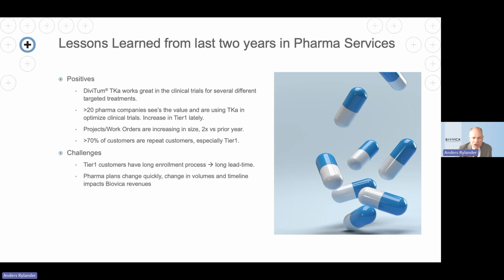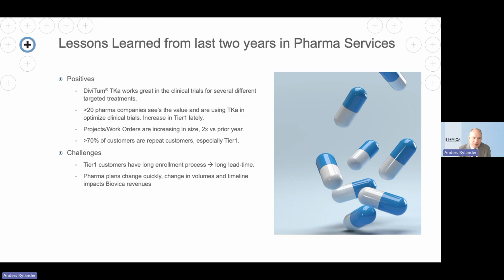We also see some challenges in this area, especially the tier one companies that have a long enrollment process. We have now 5 of those customers. We actually have been able to go through an enrollment process for the 6th one. So soon we will have a 6th customer. This has taken some time, and it's been a learning experience for us as well. You need to have a lot of assets in place to be able to fulfill their high demands on their suppliers, which we now do.